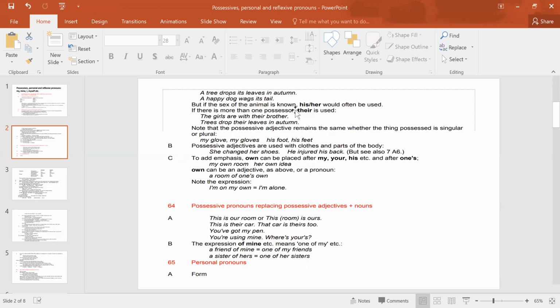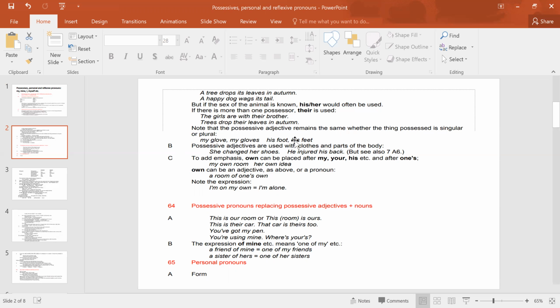If there is more than one possessor, of course you will use their. For singular male, you will use his. For singular female, you will use her. Whereas for the plural possessor, you will use their. For example, the girls are with their brother. The trees drop their leaves. You are using their here because trees are in the plural form.